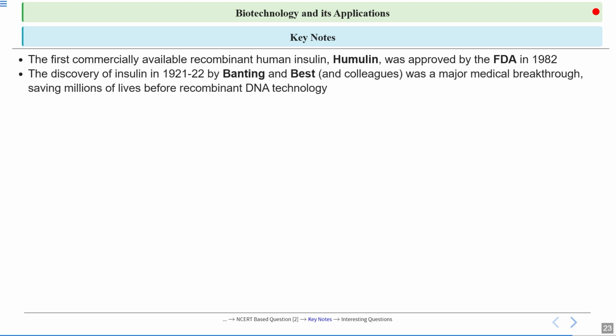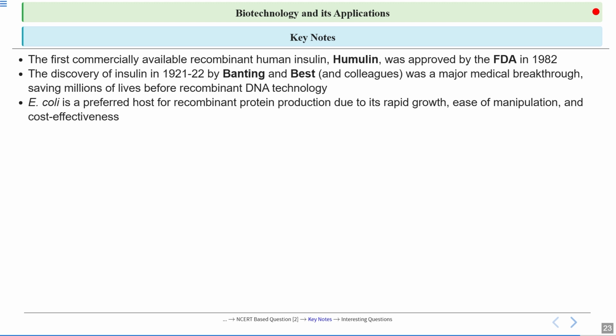The discovery of insulin in 1921 and 22 by Banting and Best and colleagues was a major medical breakthrough, saving millions of lives before recombinant DNA technology. Before recombinant DNA technology, in 1921 or 22, these two people, Banting and Best and their colleagues, brought a major medical breakthrough with the discovery of insulin.